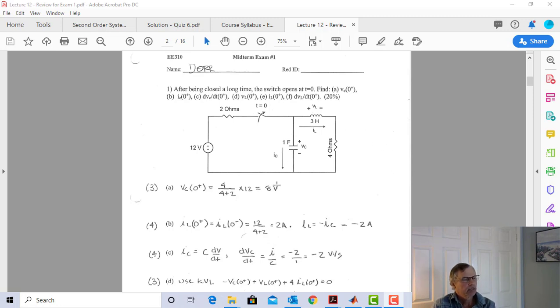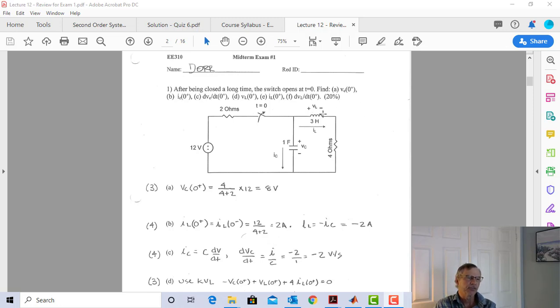So let's do the nitty-gritty here. Part A, VC of 0 plus. At t equals 0 plus, I know that I have no current through here, and I have no voltage across here. Now, some of you may want to draw little open stubs here, and a little shorted stub here. And that's kind of nice when you're learning the material.